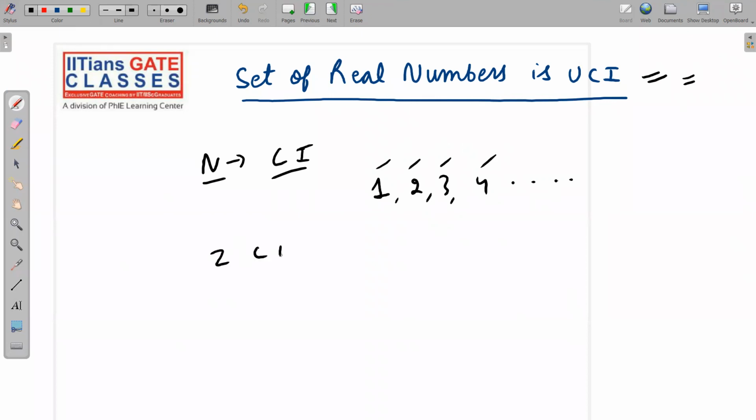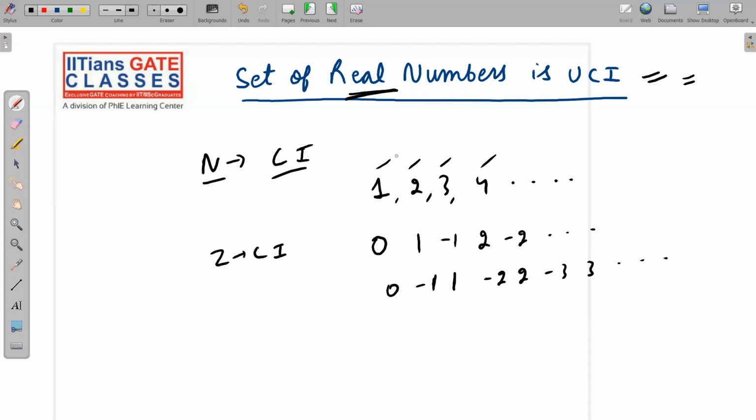Similarly, why is Z countably infinite? Because I will be able to say which is my first number, I will say 0, which is my second number, 1, which is my third number, -1, which is my fourth number, 2, then -2, and so on. Or you can say like this also: 0, -1, 1, -2, 2, -3, 3, dot, dot, dot. So I am able to say which is my first number, which is my second number, and so on.